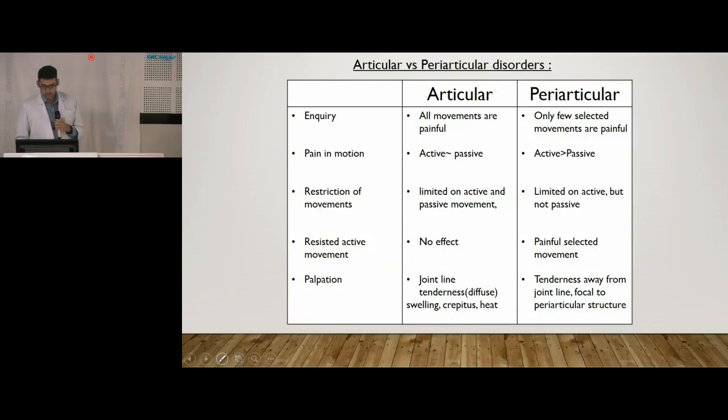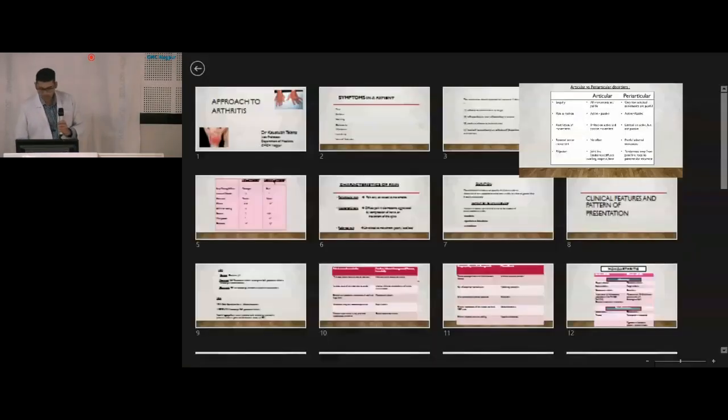And on palpation, the joint line palpation, as I explained to you about arthritis, it would be surrounding that joint. The inflammation and the signs of inflammation won't be going away from the joint line. Okay. So this is the major difference between articular and periarticular.